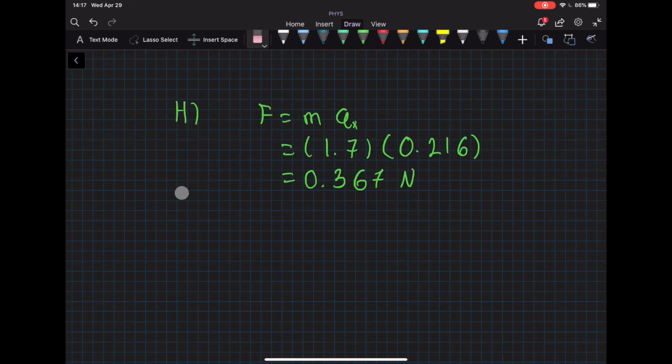Finally, for part H, we're trying to find the force. And since we already found acceleration, we use this original formula and we get 0.367 newtons.